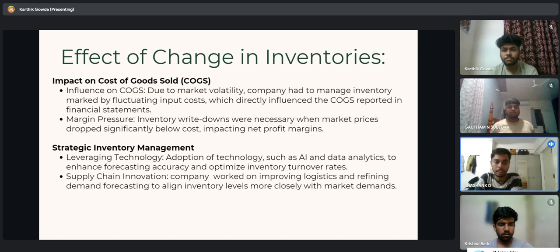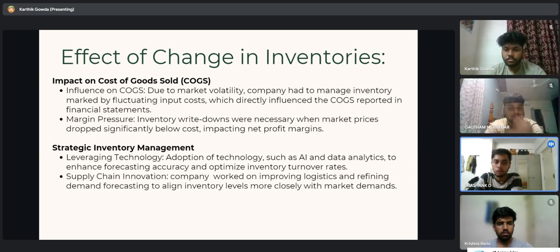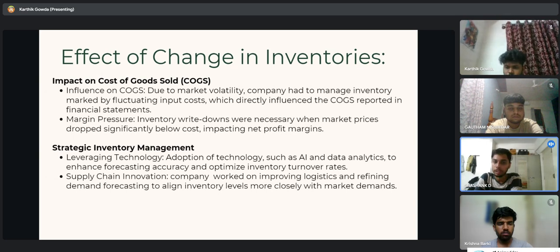Next comes the strategic inventory management, in which we look at how we manage the inventory so that the company will be in profit and doesn't go for the loss. We adopted technologies such as AI and data analytics to enhance the forecasting accuracy and optimal inventory turnover rates. In this, we will look at future predictions using data analytics on the last year's data or the previous data which we have, so that we can maintain the inventory and decide whether the company will be going for profit or loss.